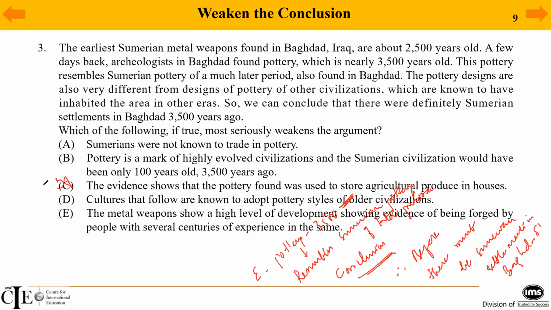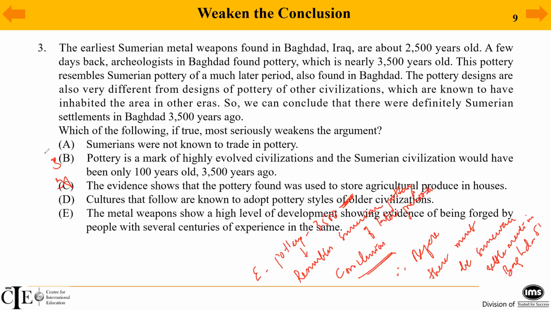B says pottery is a mark of highly evolved civilizations, and the Sumerian civilization would have been only 100 years old 3500 years ago. So he's actually strengthening it by saying that 3500 years ago the Sumerian civilization was 100 years old. That means he is accepting the fact that Sumerian civilization existed 3500 years ago, which means it is strengthening it, but we have to weaken it.